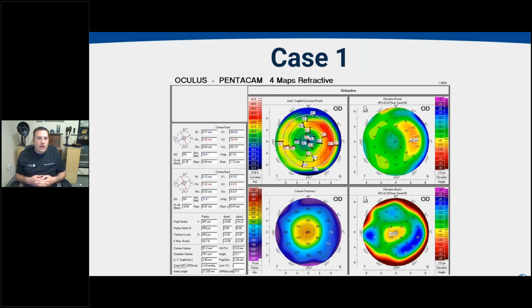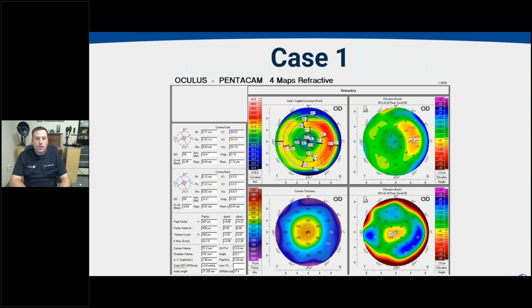So this is a typical 4 maps refractive that we can pull up on our Pentacams. Again, for anyone who isn't as familiar with reading through these maps from the Pentacam, you can customize these maps in any way. So you can select a tangential curvature if you want, instead of an axial curvature, you can do posterior curvature and anterior curvature.